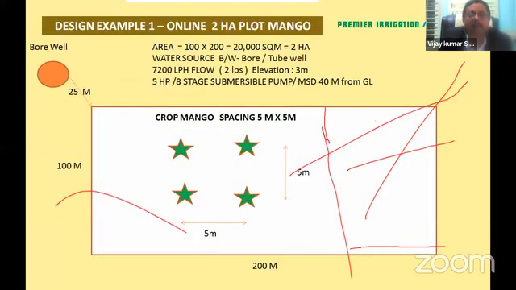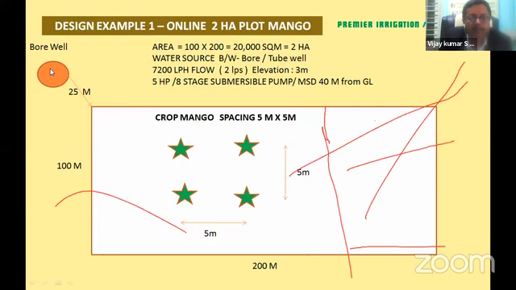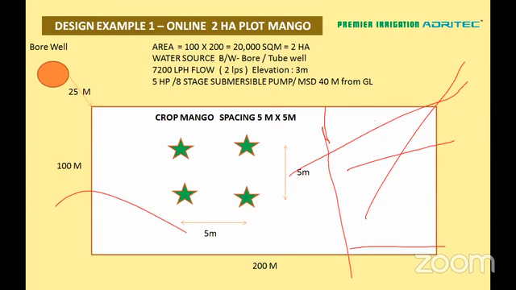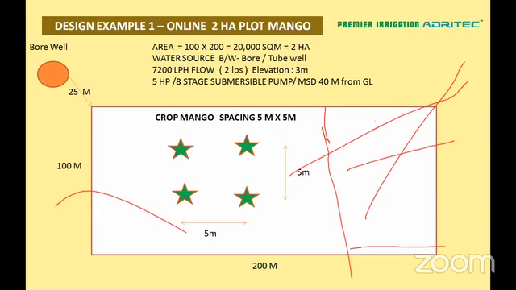So now let us look at the first example. The first example is the online drip irrigation system. So as I told you, we are looking at a plot. I have taken a theoretical plot of around 2 hectares. The shape could vary. For the sake of understanding a design, I have taken a rectangular plot. And we have the borewell situated about 25 meters from one corner of the plot. The crop is mango, which has a spacing between the rows of 5 meters and spacing between the plants also 5 meters.